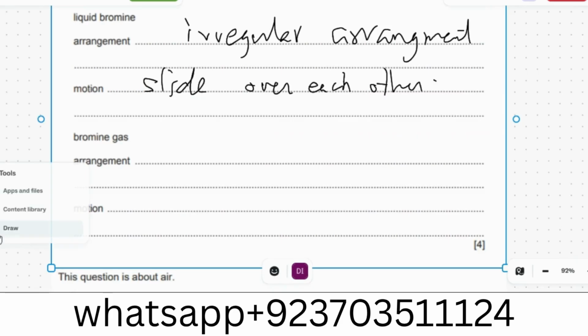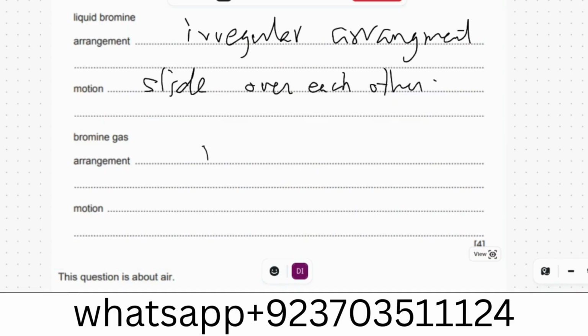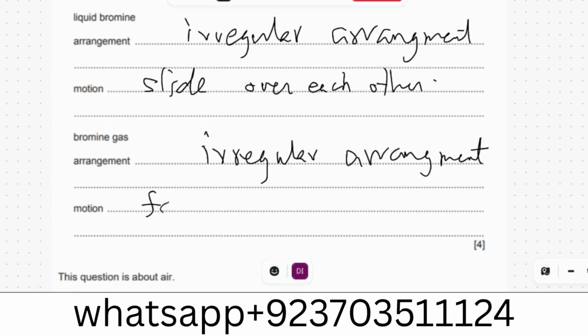Now talk about bromine gas. So bromine gas, irregular arrangement. Same. Regular arrangement is only in solids. In gas and liquid we have irregular arrangement. Motion, fast, rapid, because that is a gas. Rapid and move everywhere.